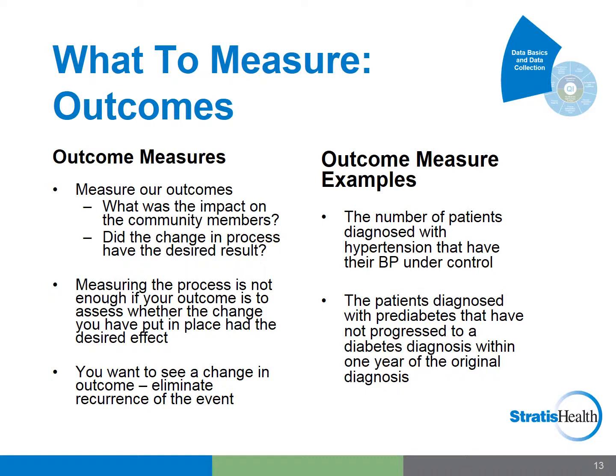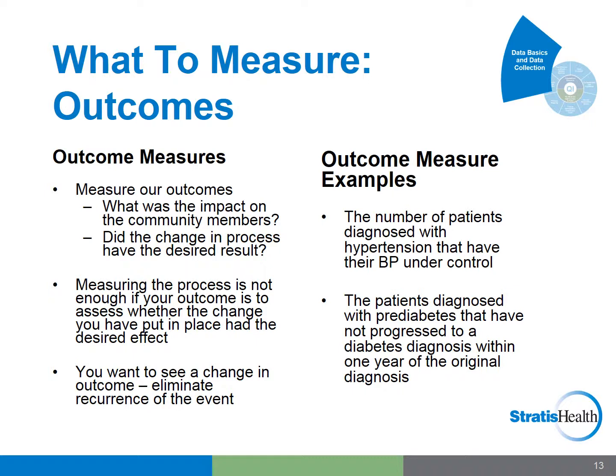Recall the QI foundational module and the discussion about processes and systems and how systems are based on multiple processes. If you want to establish that a change to the process and ultimately the system had the desired effect on the overall health of your patients, some type of outcome measure will be needed. It's not enough to simply measure the process. What is the outcome measure telling us? What was the impact on the patient population?